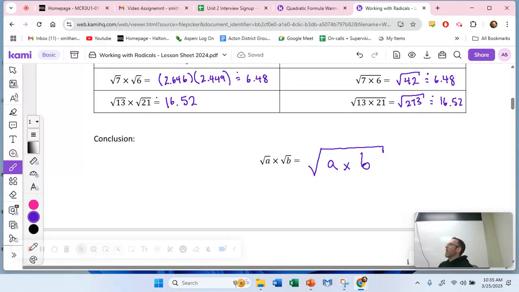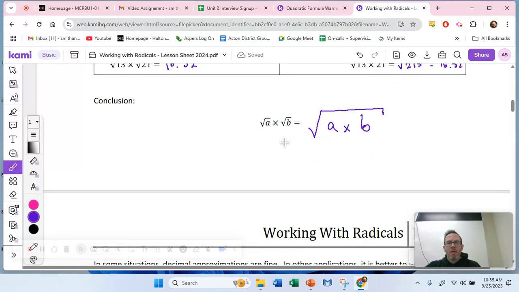So we just kind of showed that property is true with a little numerical investigation. Hopefully you are convinced, but we have to have this down. All right.